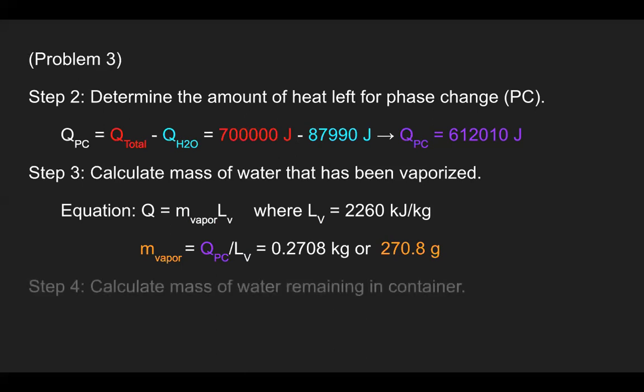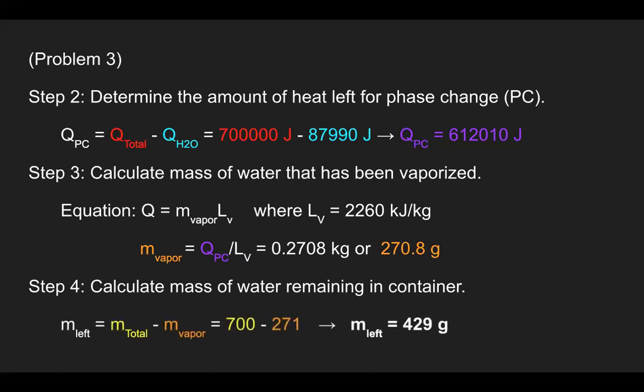But the question is asking, what is the mass of the water remaining in the container, right? What we calculated here is the mass of the vapor once all that heat has been transferred over. So in this case, the mass that has been left over is the total mass minus the mass of vapor that had been changed, right? So 700 minus 271 grams is equal to 429 grams, which is the leftover water in the container.